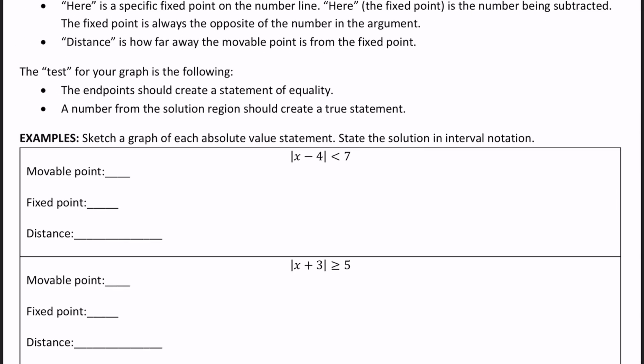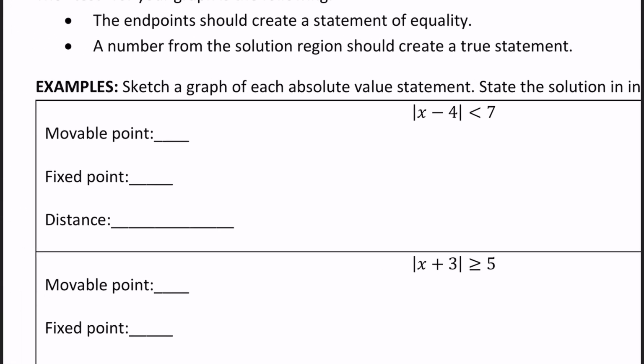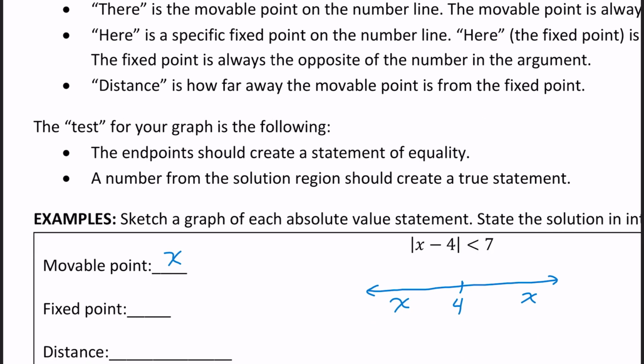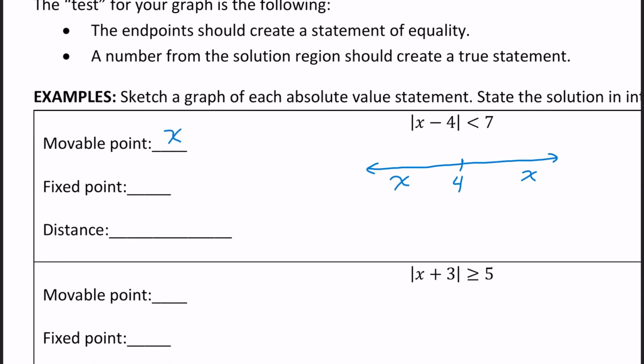So let's take a look at this example here. As a number line graph, the movable point is always x. So there's a point out here, maybe far out to the right, far out to the left, we don't know. It's just out there somewhere. But there's a fixed point at 4. And the fixed point, notice, is always the point that is being subtracted. So there's a fixed point at 4, and x is either out to the right or out to the left.